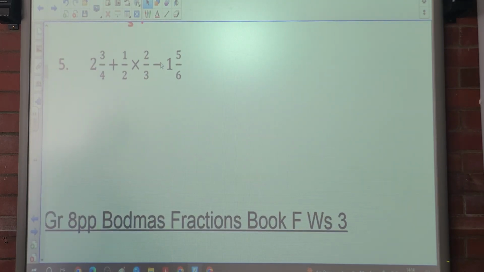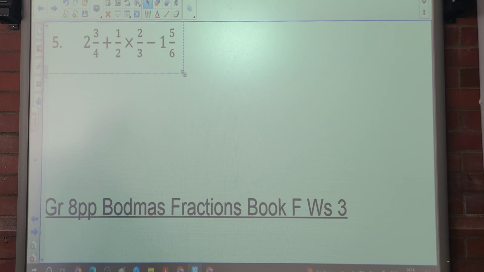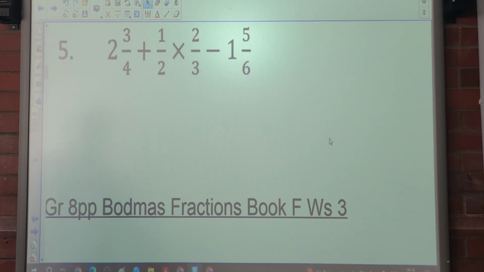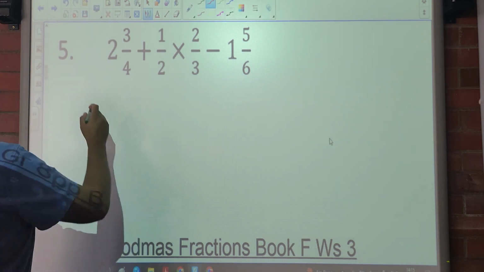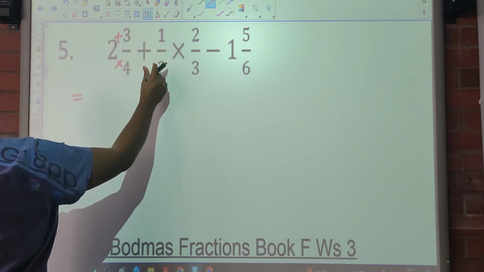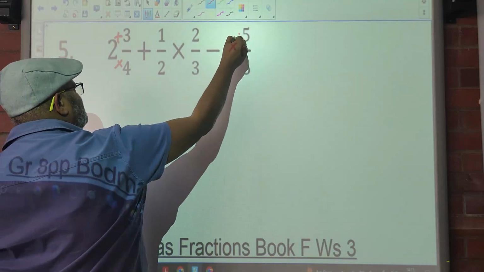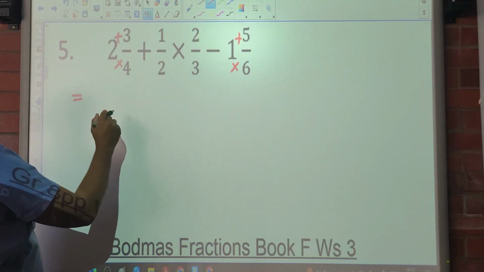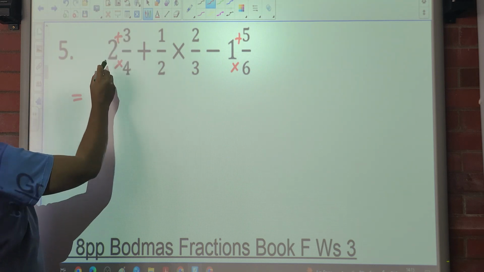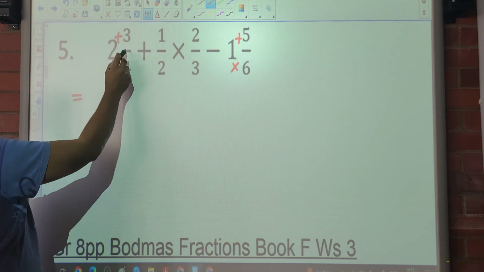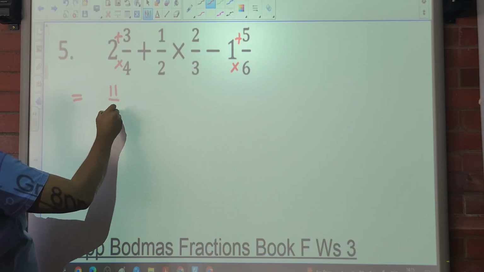Number 5. So we got 2 and 3 quarters plus a half times 2 thirds minus 1 and 5 sixths. What needs to be done first? Change everything to improper fractions. If you want, you could have done the multiplication there as well. So there's no change there, but I'm going to do it systematically. 1 times 2 is 2, plus 2 times 4 is, plus 3 is 11 over 4 minus.